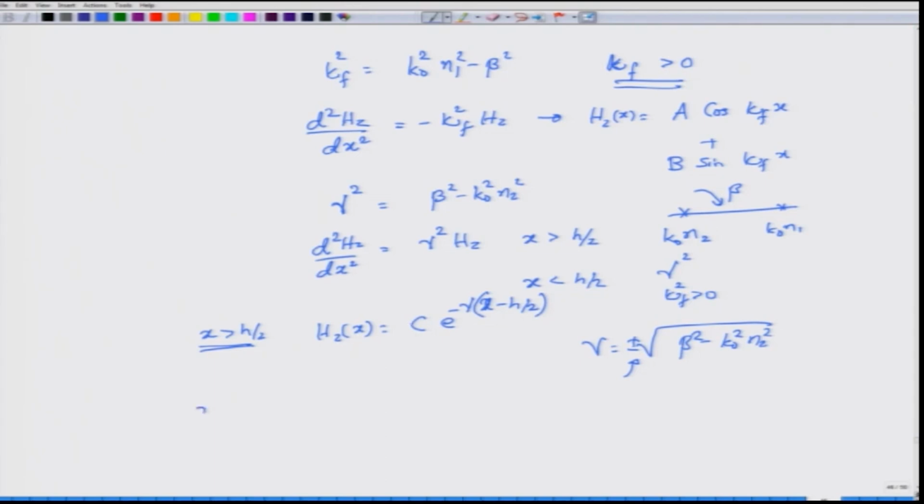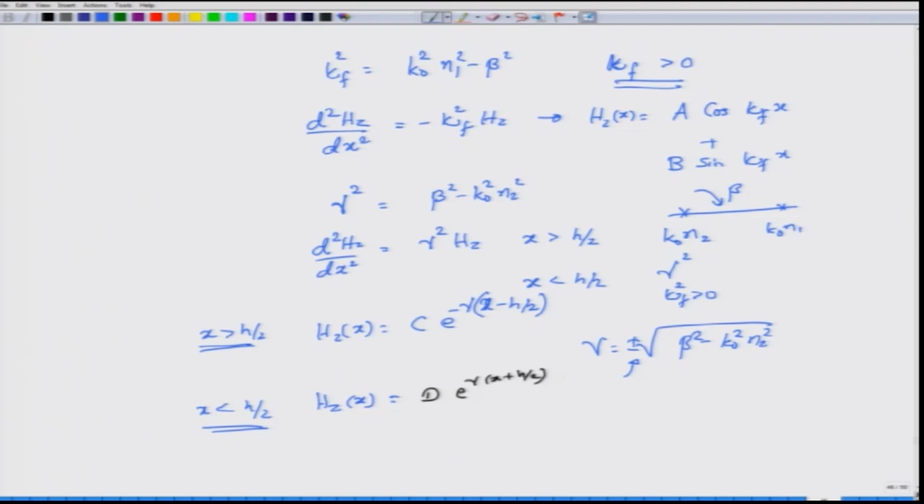But when x is less than h by 2, the field that I need to consider will have a positive gamma value. Why? Because there x will be negative. So, I will have D e to the power plus gamma times x plus h by 2. Again x is negative, so please remember that x is negative and x is greater than minus h by 2. Because of that, the term in this bracket in the exponential function will be negative, and it would of course correspond to a decaying field.